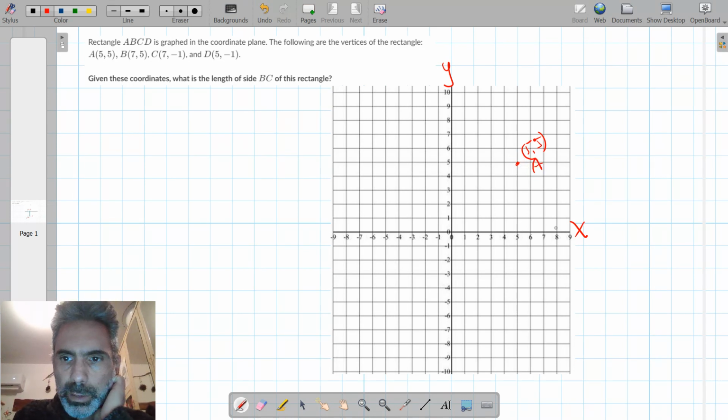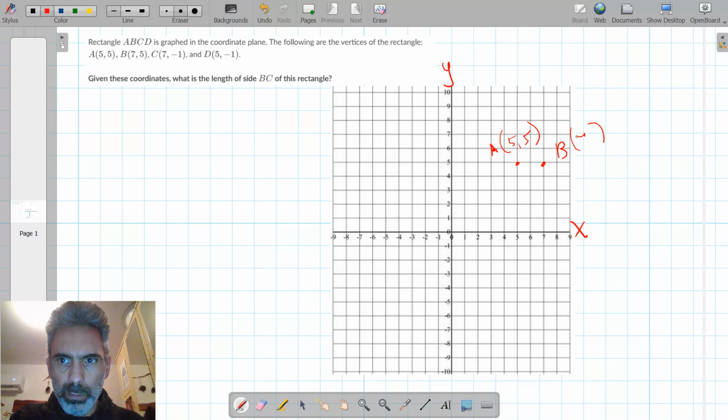Point B is 7, 5. X is 7. So this is 5 and 5. Point B is 7 on the x and 5 on the y. Okay, so this is point B, 7 on the x and 5 on the y.